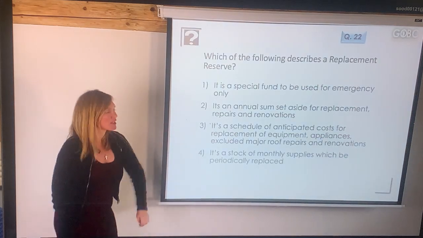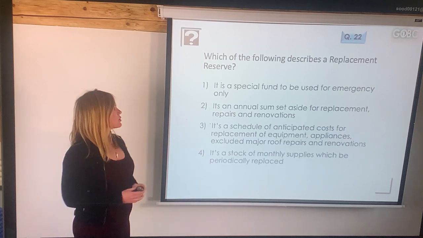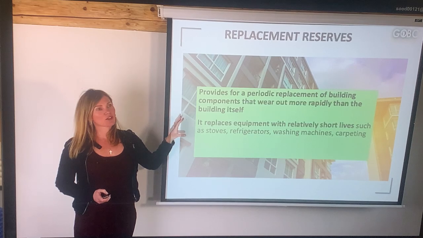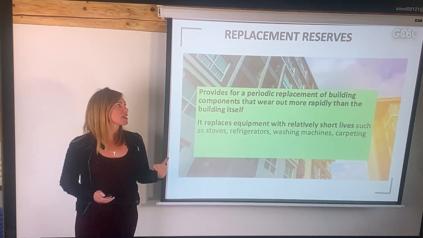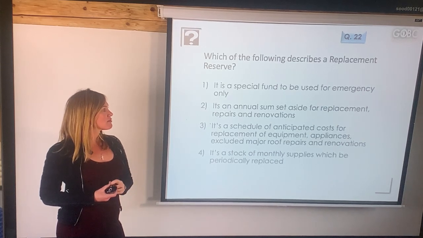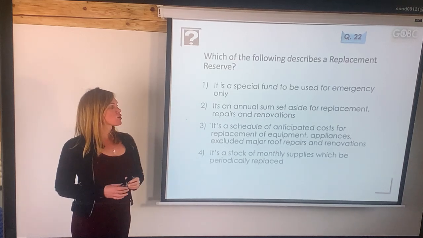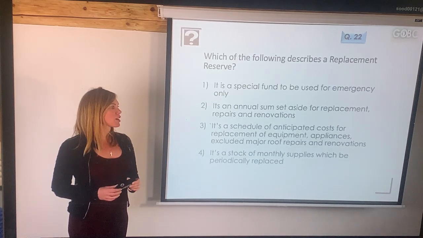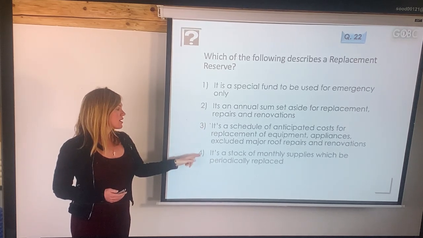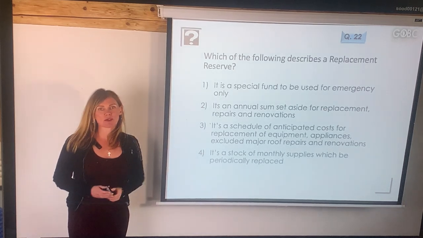So then they have this question, and this is one of those randomly selected questions. Which of the following describes a replacement reserve? Option one, a special fund to be used for emergency only. No, it's not for emergency, because it's used on a regular basis for any replacements that have to happen. So not that one. Option two, it is an annual sum that's set aside for replacement, repairs, and renovations. Okay, keep this one in mind. Option three, it's a schedule of anticipated cost for replacement of equipment, appliances, excluding major roof repairs and renovations. Could be this one. Option four, it is a stock of monthly supplies which would be periodically replaced. That's definitely not this one. So it's always between option two and option three that students have a problem with.